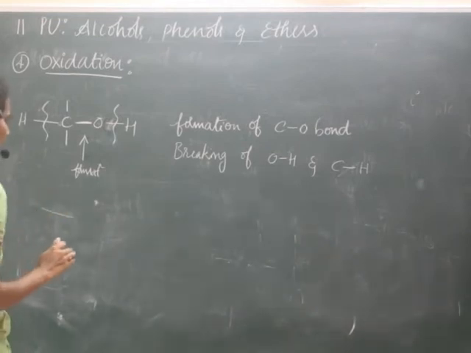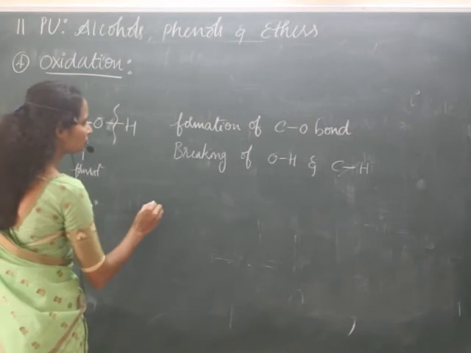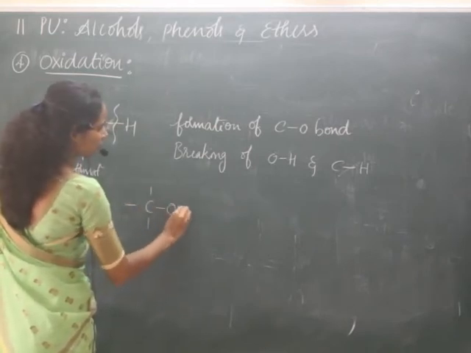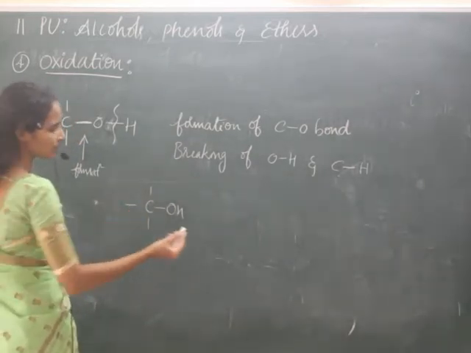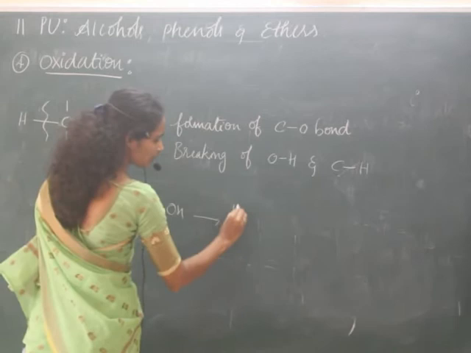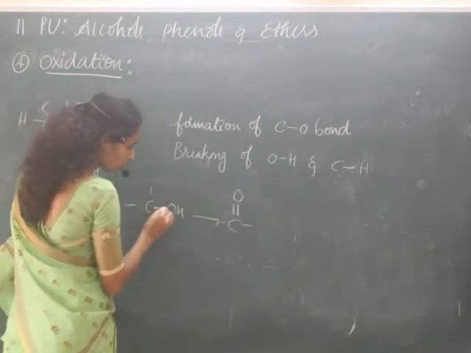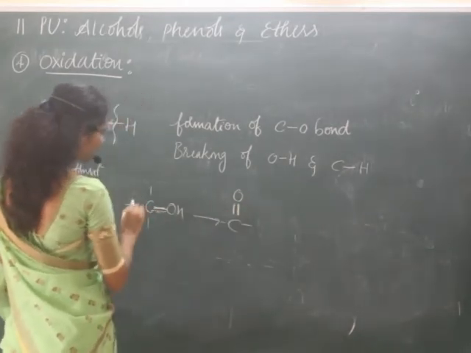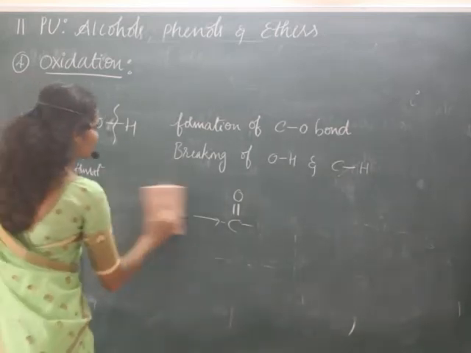As I already said, alcohol on oxidation will form aldehydes, right? Or ketones or carboxylic acid. What is the functional group there? C double bond O, carbonyl. Hence, formation of CO bond takes place. One more bond, right here. One more bond and breaking of these bonds takes place. I will explain by taking examples.